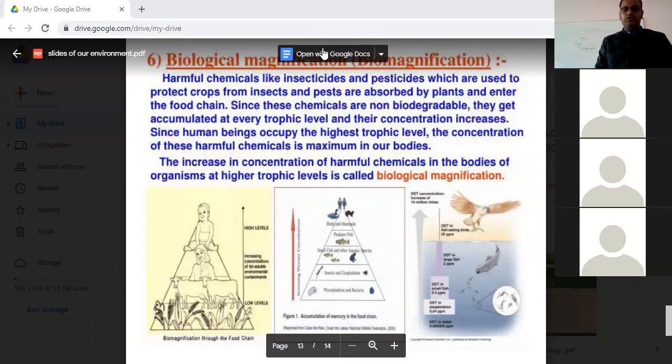Now, Khushbu, you have a question: how are human beings affected by biomagnification? Definitely, we are at the top level of the food chain. So whatever chemicals come into the food chain through the producers go on accumulating. And as we are at the top level of the food chain, in our body also the concentration of the chemicals is maximum. Is it clear, Khushbu?